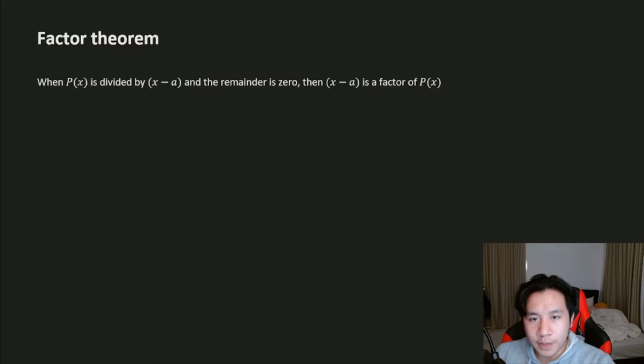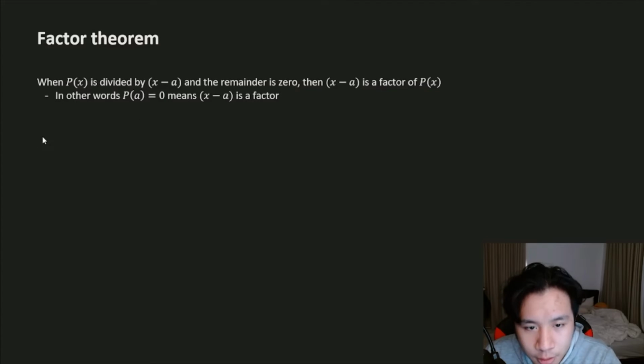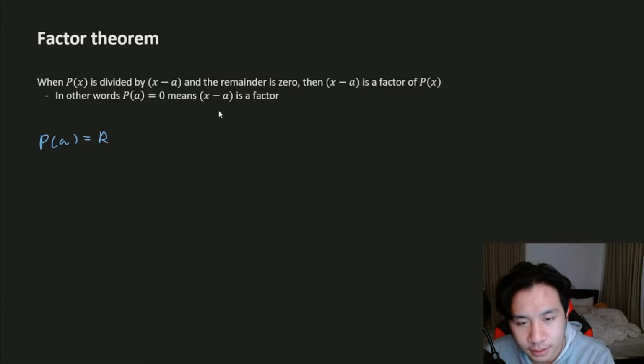Alright, so let's talk about the factor theorem. It essentially states that when a polynomial is divided by x minus a and the remainder is 0, then x minus a is a factor of p of x. In simpler terms, if p of a is equal to 0, then x minus a is a factor. This relates to the remainder theorem because, as you might remember, p of a gives you the remainder. And if the remainder is 0, then x minus a is a factor.